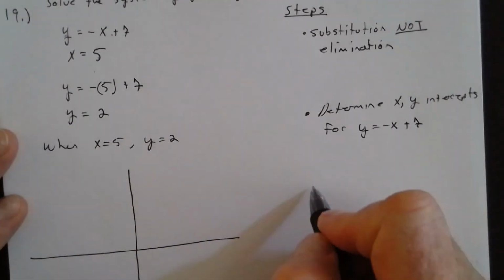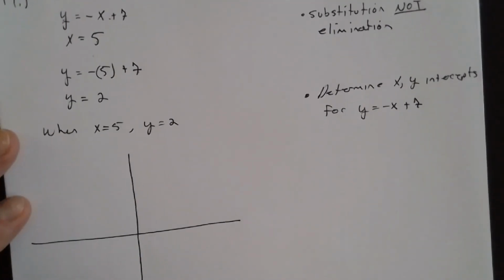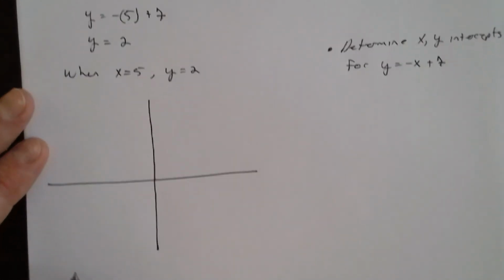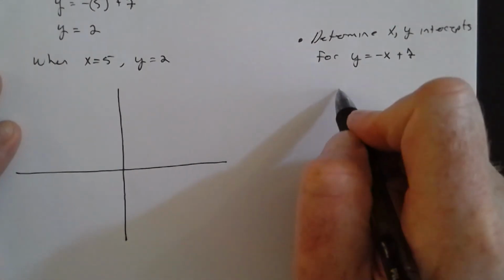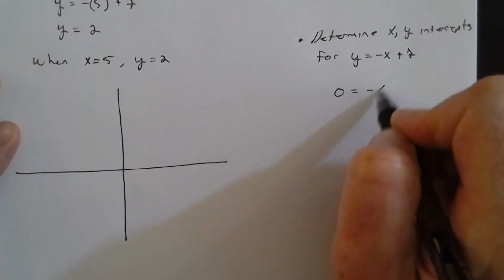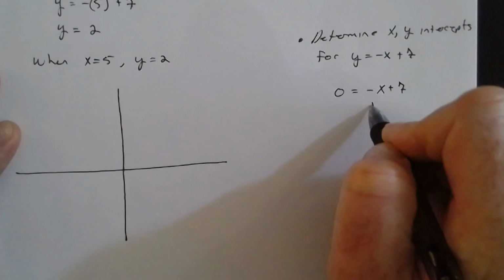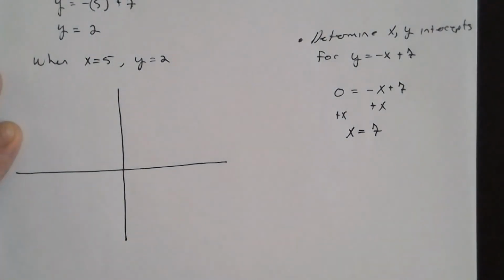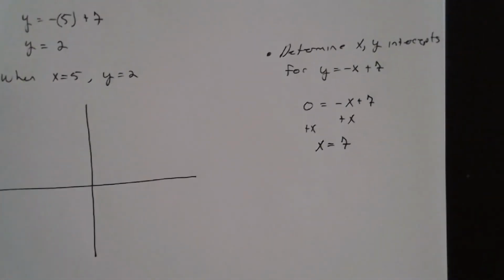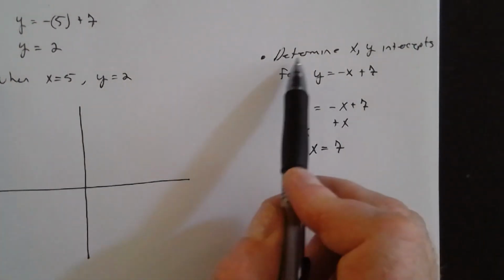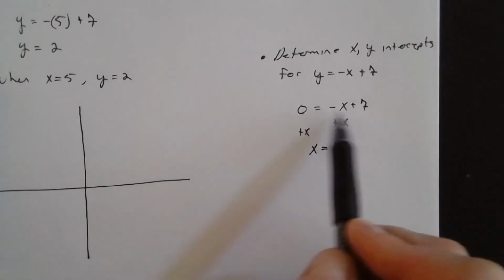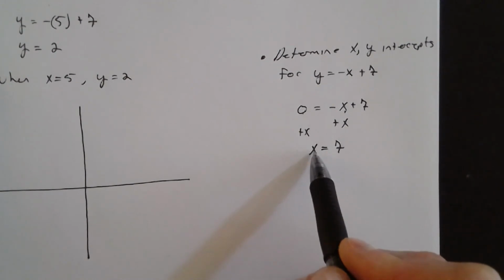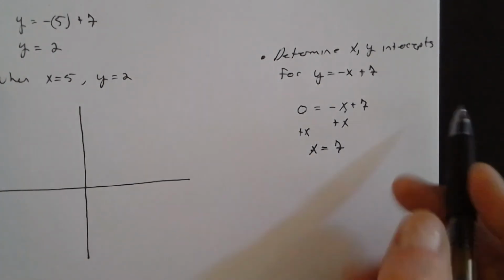So the x-intercept is going to be when y is 0. So 0, well, we could just do it right here. So 0 is going to be equal to negative x plus 7. Let's just go ahead and add x to both sides. So we have x is equal to positive 7. So we determine our x-intercept by setting y to 0, and when we do, we find that x is equal to 7.